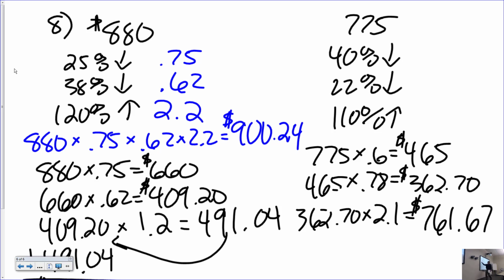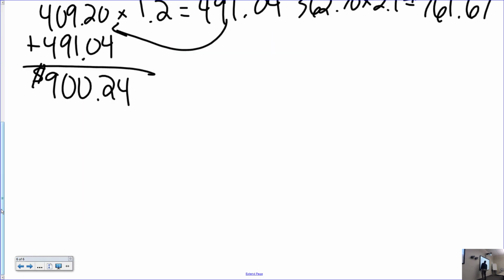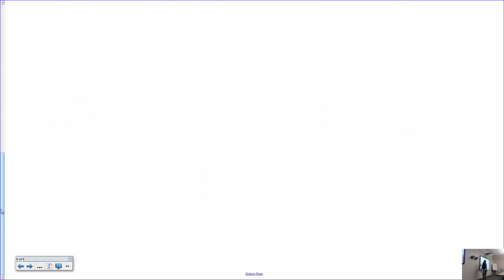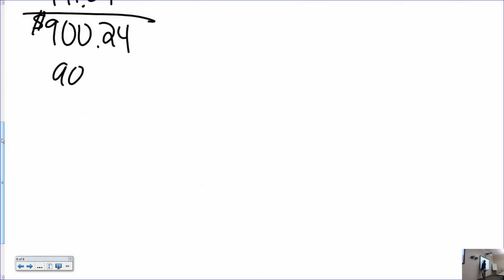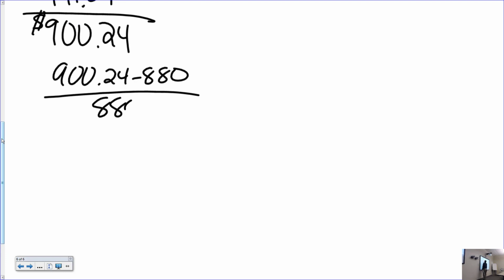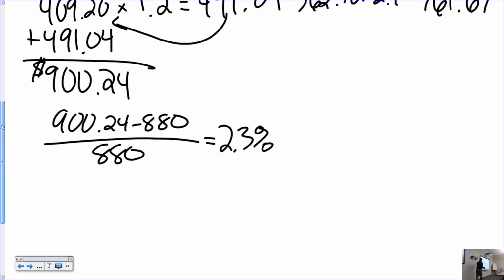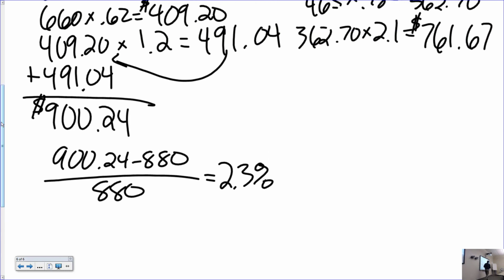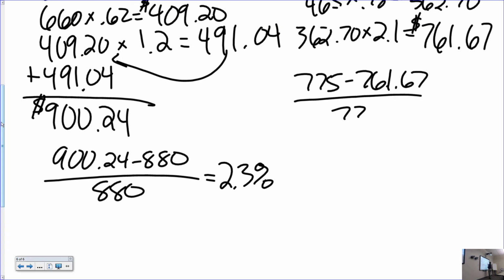So the second part of these questions were find the percentages, the percentage change. So the first test had a 2.3% percentage increase when it went from 880 up to 924. And then the other one, 775 minus 761.67, all over 775.